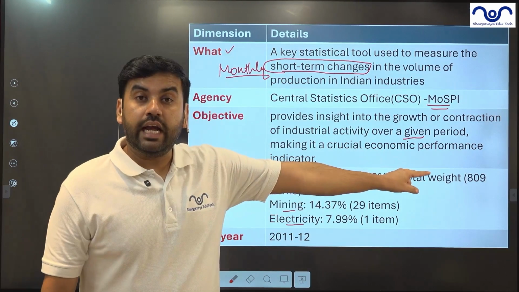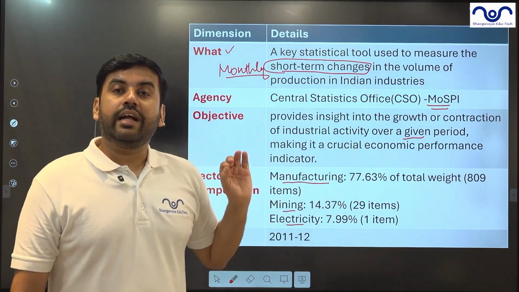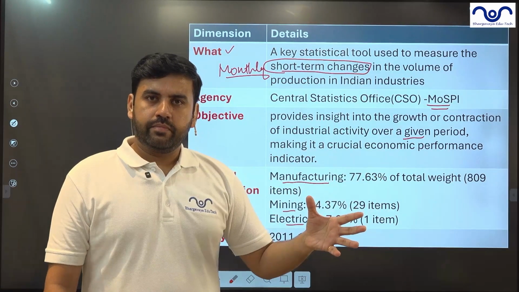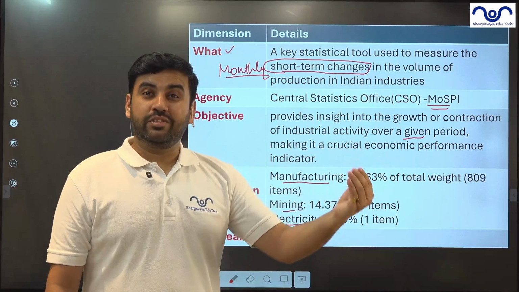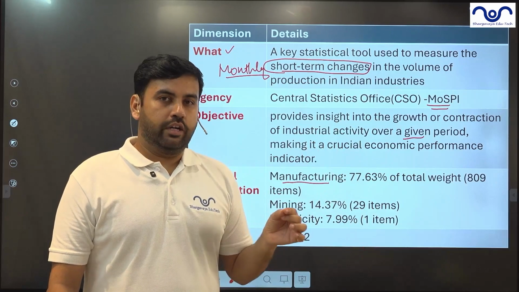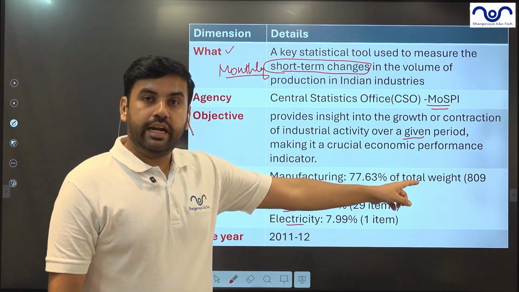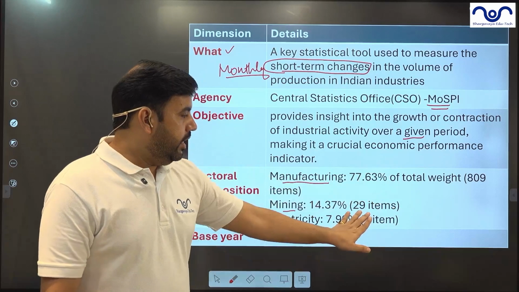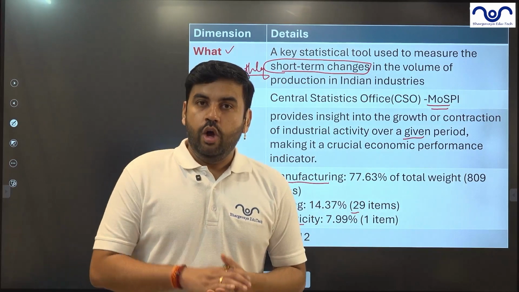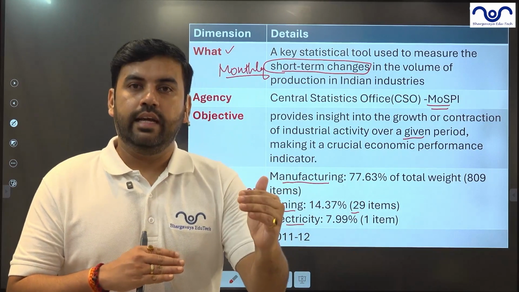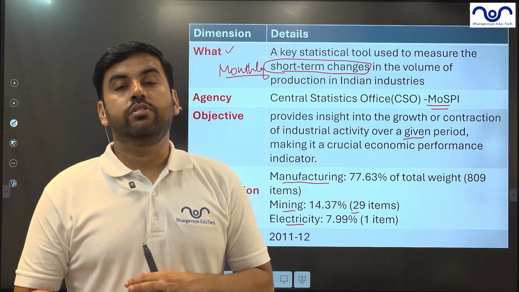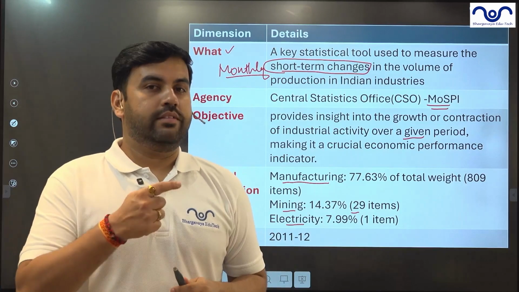Sectoral composition: highest weightage is given to manufacturing, 77%, then mining and then electricity, which includes 809 items. So 809 items producing industries, automobile, inputs, consumer electronics, even mobile phones, all kinds of industries which are manufacturing are included in this. 809 types of products, 29 types of mining, and electricity itself is a single item. So what has increased over the previous year is shown in an index that is prepared, and that is how it shows what has increased and what has declined.